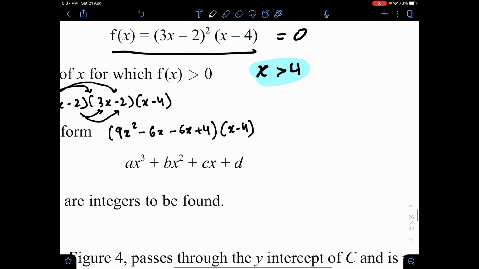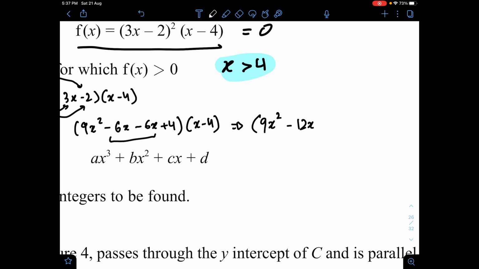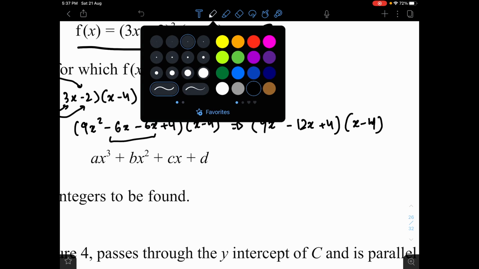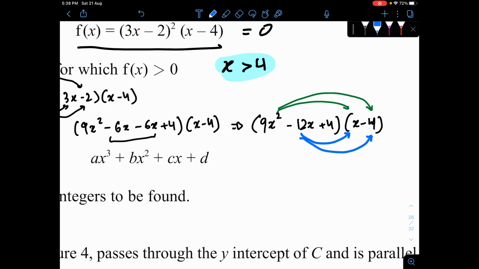Alright, so let's see if we can simplify this. When we simplify this, you're left with 9x squared minus 12x, because we can collect like terms, minus 6x minus 6x, plus 4, multiplied by x minus 4. Alright, so now what? So now we can do 9x squared times this, and then the next term, and then the last one. Alright, so what do we get?